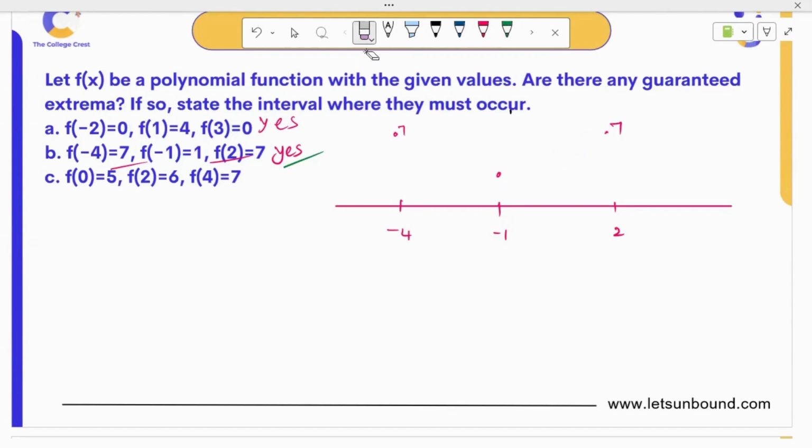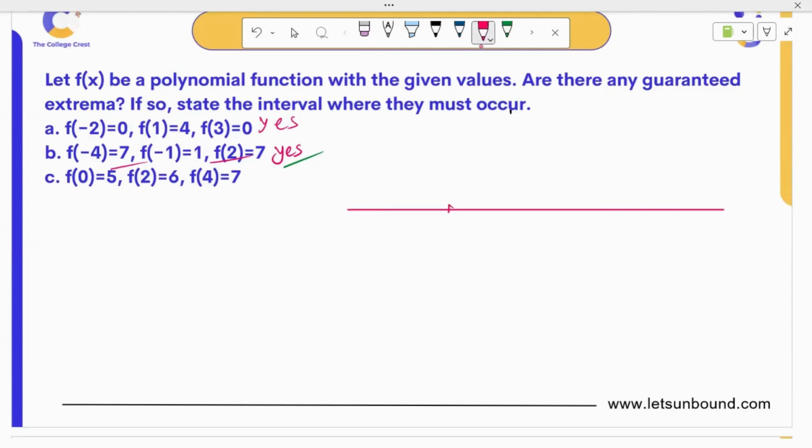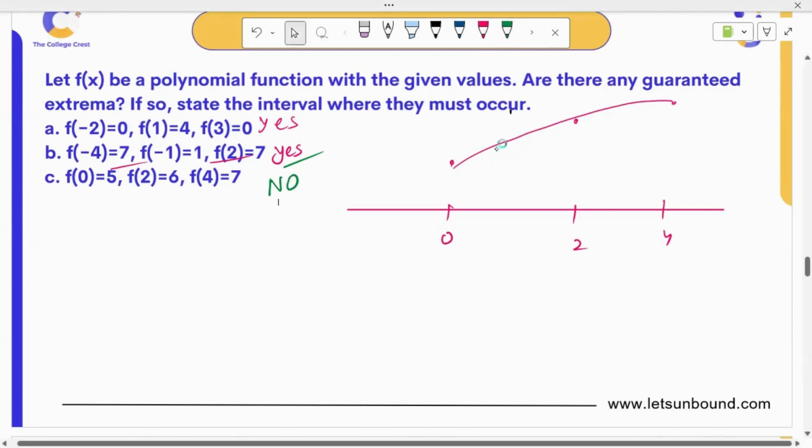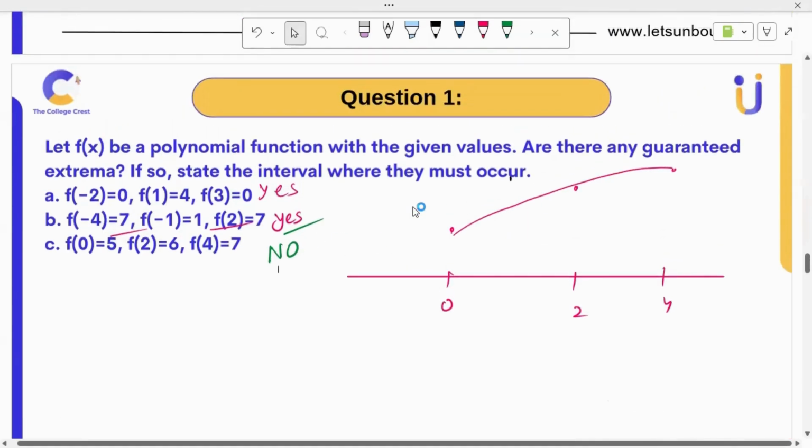So next one, the third one. f of 0 is 5. When x is 0, it is 5. Okay, let me erase everything. f of 0 is 5 and f of 2 is 6. Okay, 0, 2 and 4. 0 gives 5, 2 gives 6, 4 gives 7. But in this interval, it never comes down. Correct? It's just moving on and on. So here I will say no, there is no guaranteed extremum, because it's throughout increasing. No change. And also I can't find two zeros. Right? So no. This is the first example, the basic thing.